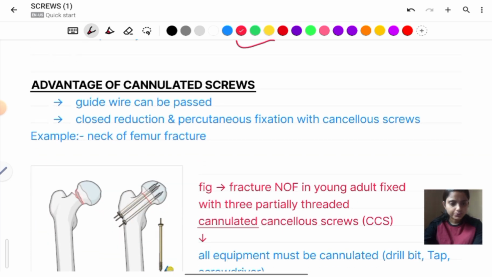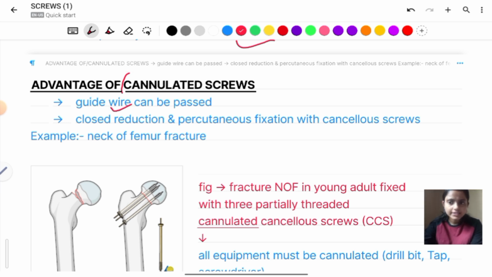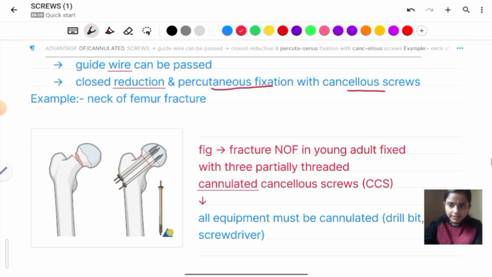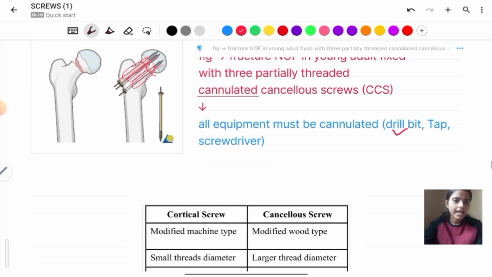Advantage of the cannulated screw. As it is cannulated, we can pass the guide wire through this, and through the guide wire we can perform closed reduction and percutaneous fixation with the cancellous screw. And it can be used in neck of femur fracture. Here the neck of femur is fractured, and we have used 3 partially threaded cannulated cancellous screws. This is the partially threaded; there is no thread in the shaft. And to use the cannulated screw, all equipment must be cannulated, like the drill bit, tap, and the screwdriver.